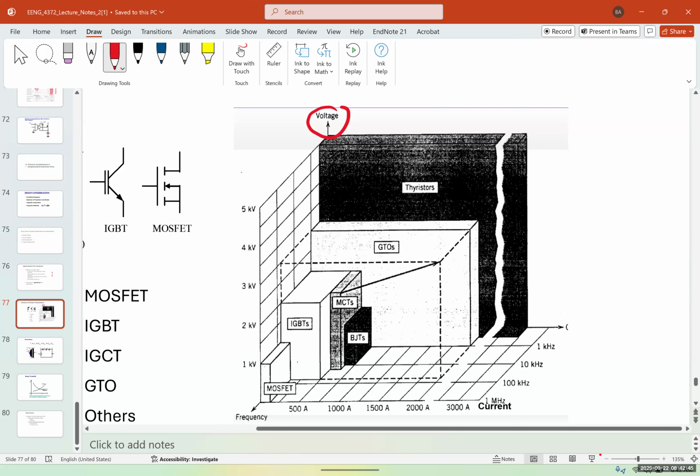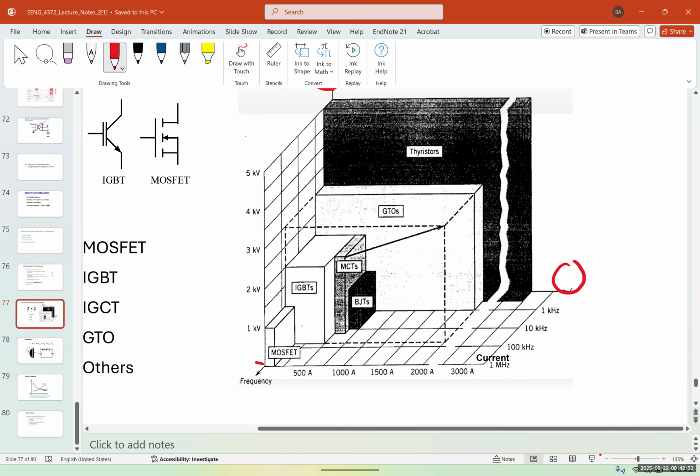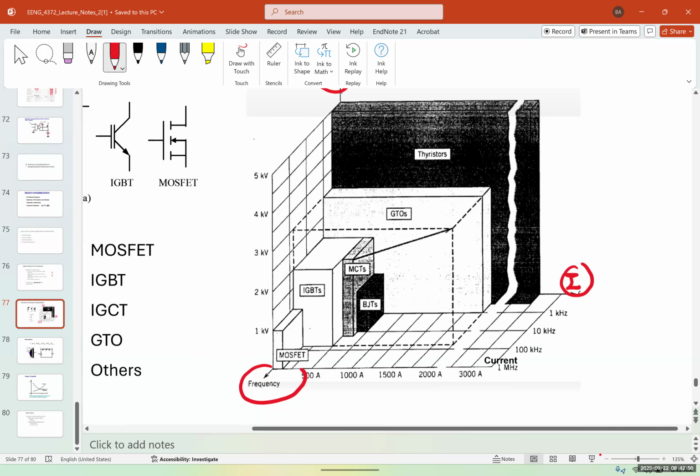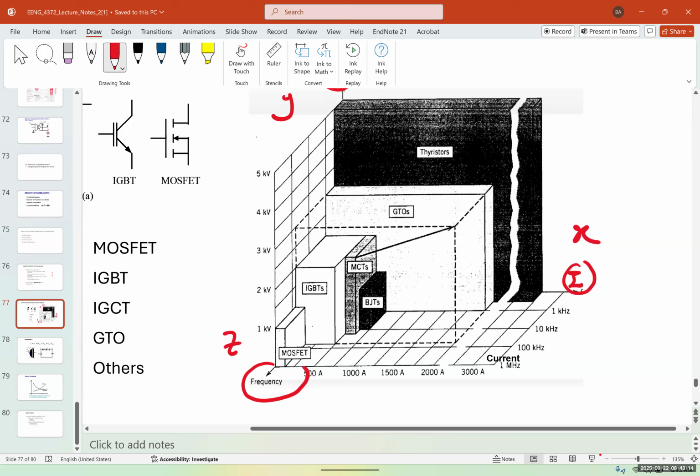if we have the X, Y, Z, this is the current. This shows the frequency, and Y shows, so imagine this is Y, X, and this is Z axis. The Y axis shows us the voltage, the X axis shows us the current, and the Z axis shows us the frequency, for example.